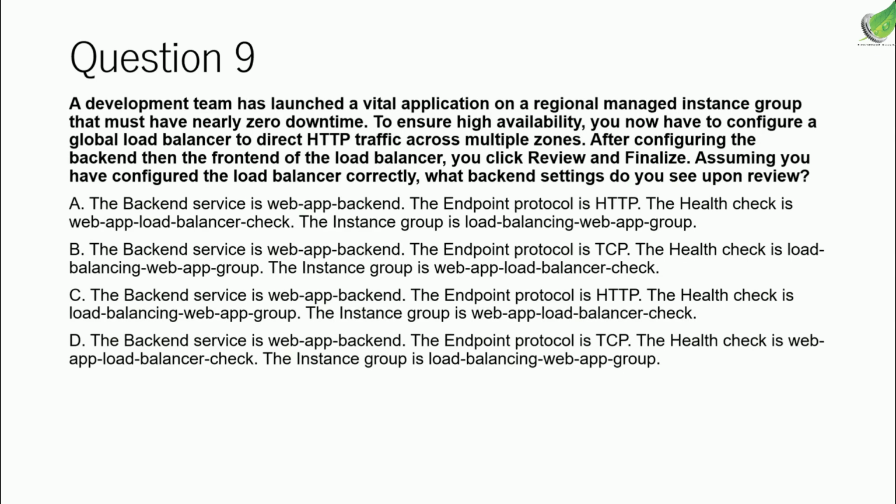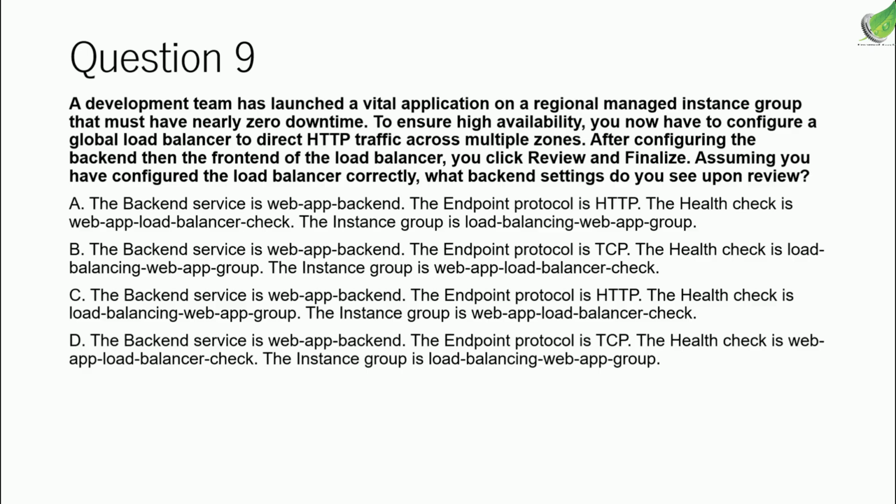Question 9. A development team has launched a vital application on a regional managed instance group that must have nearly zero downtime. To ensure high availability, you now have to configure a global load balancer to direct HTTP traffic across multiple zones. After configuring the backend, then the front end of the load balancer, you click Review and Finalize. Assuming you have configured the load balancer correctly, what backend settings do you see upon review?